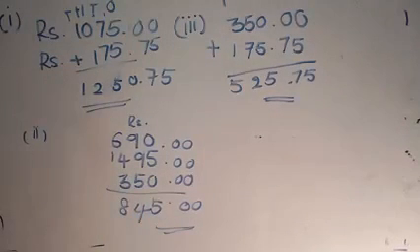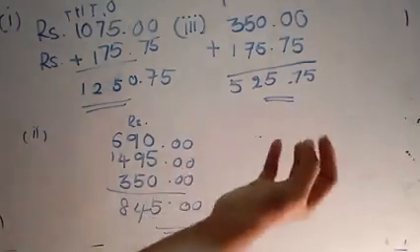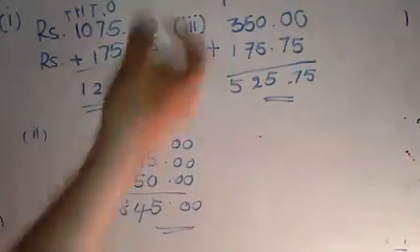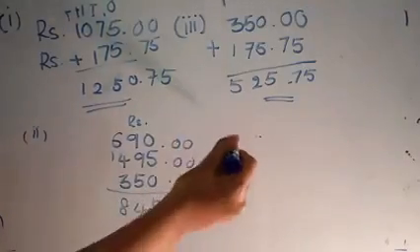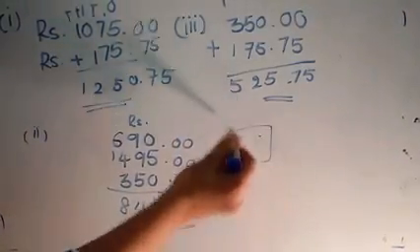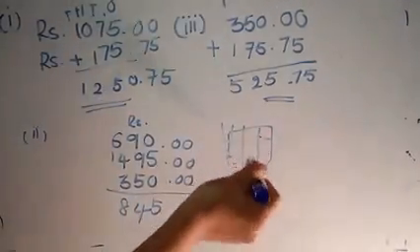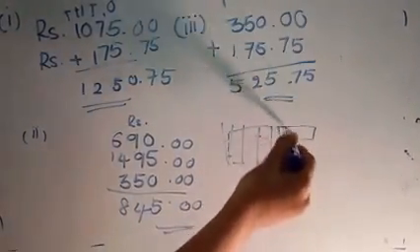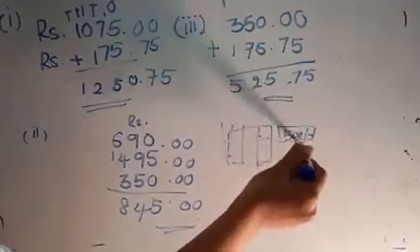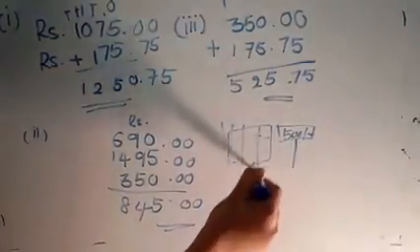Next one, Meena bought a frock and gave 1000 rupees to the trader. Meena is buying a frock and giving 1000 rupees. Now imagine here is the cashier. So the cashier is saying your bill is 500 rupees. So you are giving 1000 rupees.